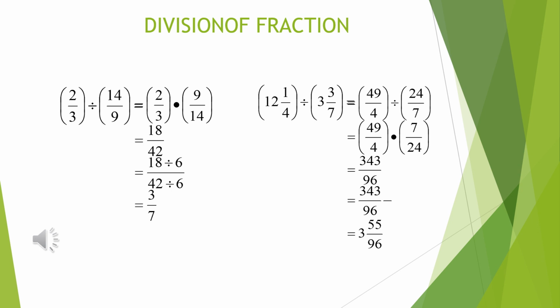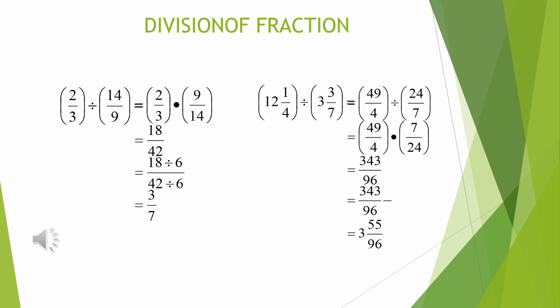2 times 9 equals 18. 3 times 14 equals 42. So 18 and 42 are both divisible by 6. 18 divided by 6 is 3, and 42 divided by 6 equals 7. So the answer is 3 over 7.